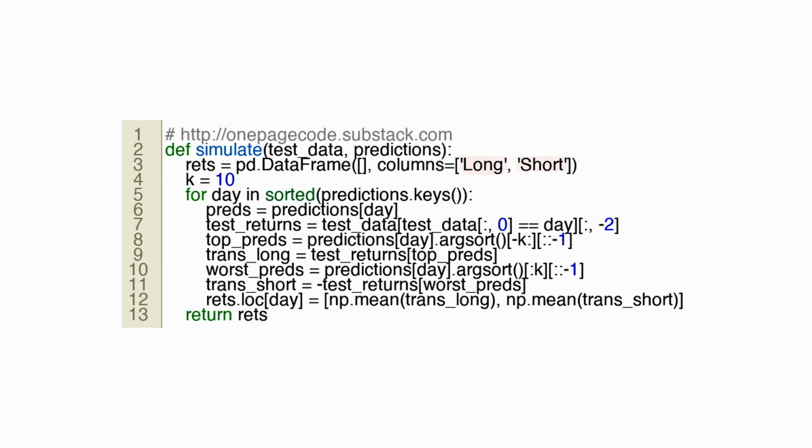The values for the current day are then added to the rets data frame in a new row with the values for long and short, calculated by taking the average of the trans_long and trans_short values. Finally, the rets data frame is returned by the function.